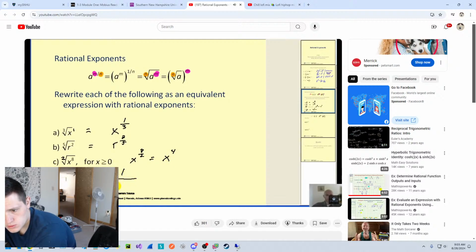One last example. This would be b to the, again the index is 3, that's the denominator of my fractional exponent, so this would be to the 5/3 power. If I really wanted to, I could rewrite this by moving this up into the numerator, and that would be b to the negative 5/3 power.